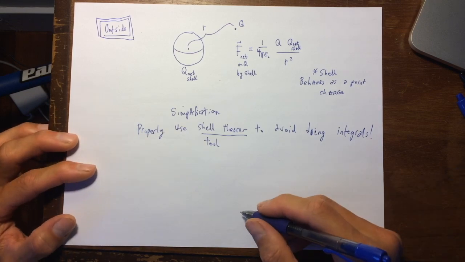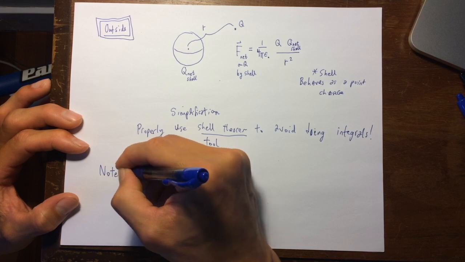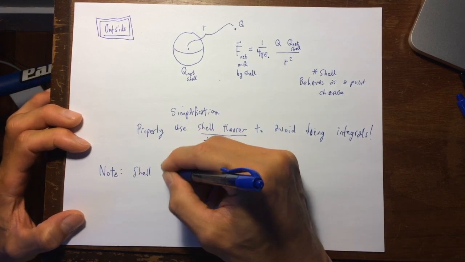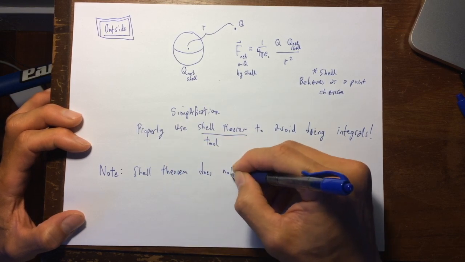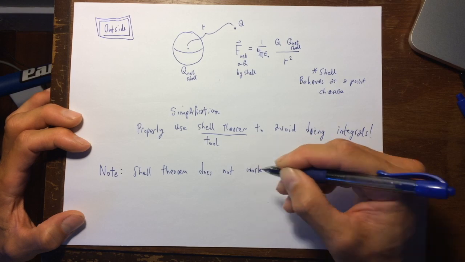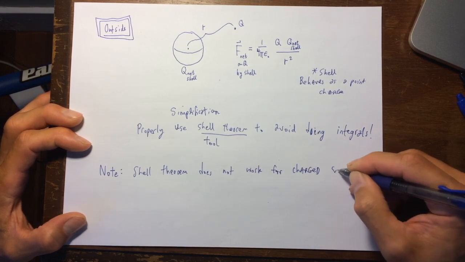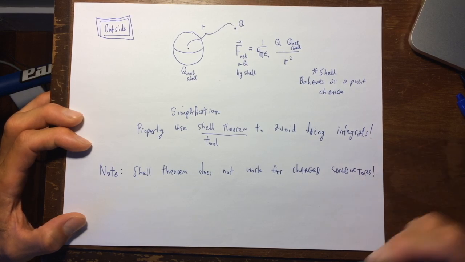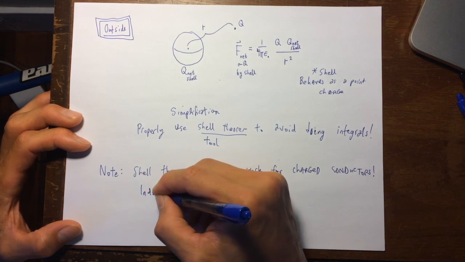Okay, so some things to note. Shell theorem does not work for charged conductors. And the reason is because of induced dipoles.